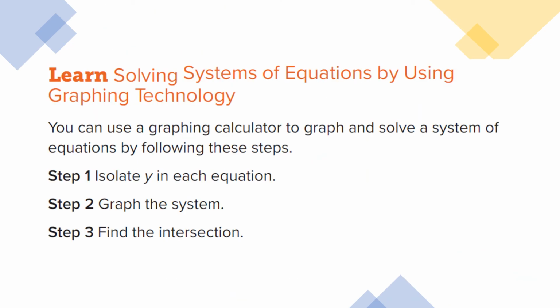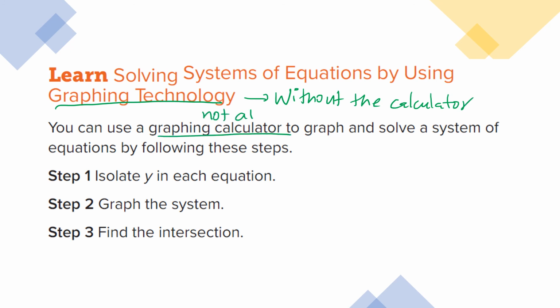Now, the last learning objective is solving system of equations by using graphing technology, but since you are not allowed a calculator, you will do it without the calculator. A graphing calculator is not allowed in the exam. So just do it in the same way that you saw in the last question. Step 1, isolate y. Step 2, do the graph without the calculator. And step 3, find the intersection.